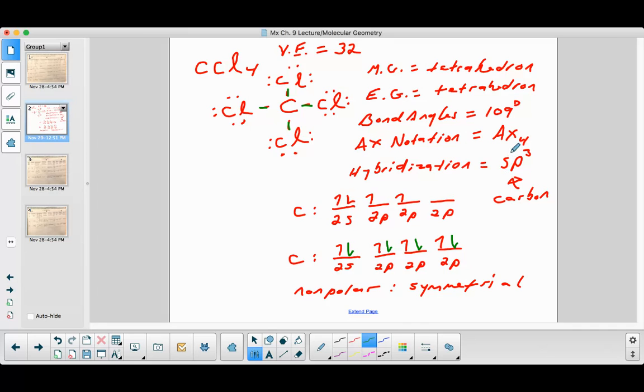So that's really an assumed 1 there. We don't have to put the 1 in, but there's an assumed 1 above the s. And then I have 3 spots in p orbitals where bonding occurs. So I call this sp3 hybridization. So my carbon does sp3 hybridization.